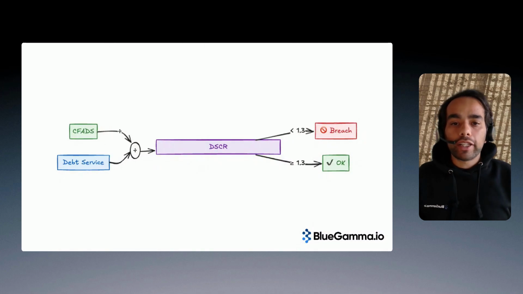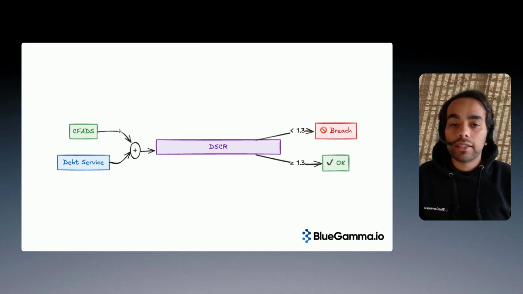Today, we're going to look at computing the debt service coverage ratio for a renewable energy project. First, let's look at how the DSCR is typically defined. It is defined as the CFADS, or cash flow available for debt service, divided by the debt service.